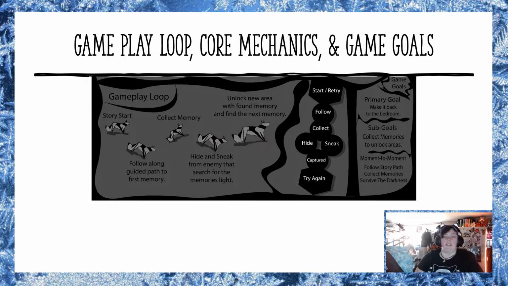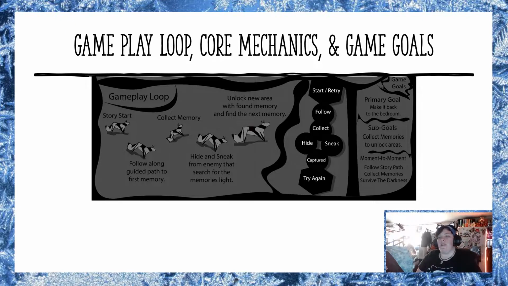If you end up getting captured by the enemies, you basically have to restart and retry. That is in the little diagram here. You start, you follow the game and the memories, and then you collect all the memories, you hide and sneak around the enemies, but if you get captured, you try again. That is the game loop of failure, I guess, at this point.